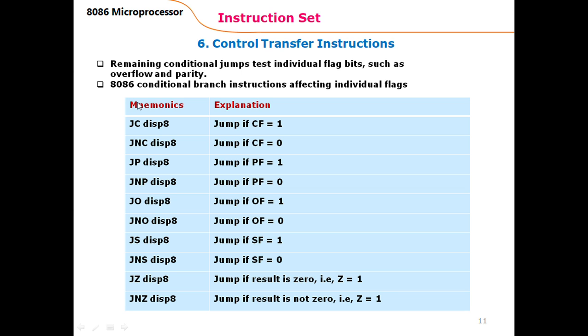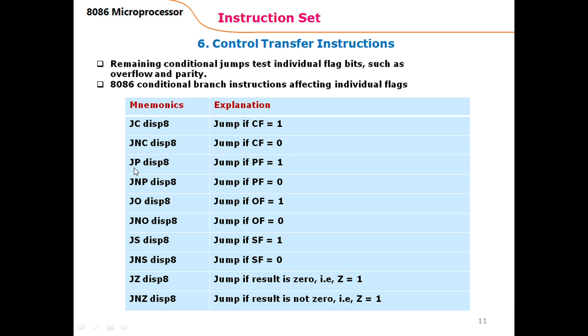For example, jump if carry: if the carry flag is 1, then the jump will happen to this address. If not, then the jump will not happen. Similarly, JNC means jump if no carry. Remember that jump if no carry means that the carry is not set, so it will jump if the carry flag is 0.